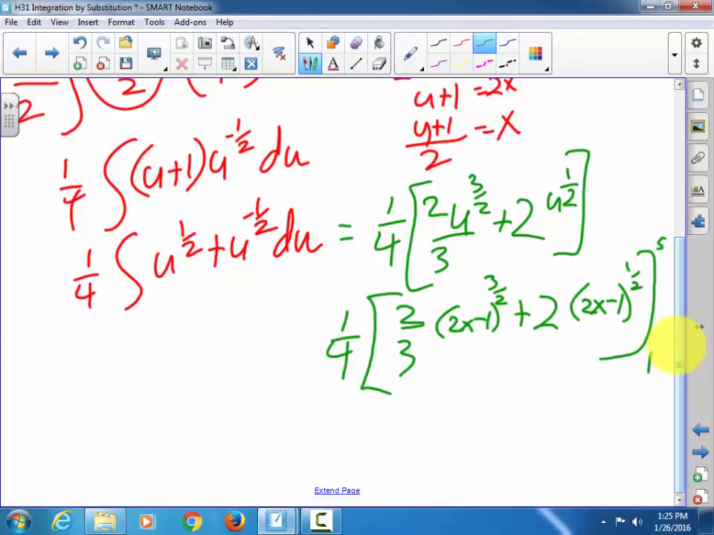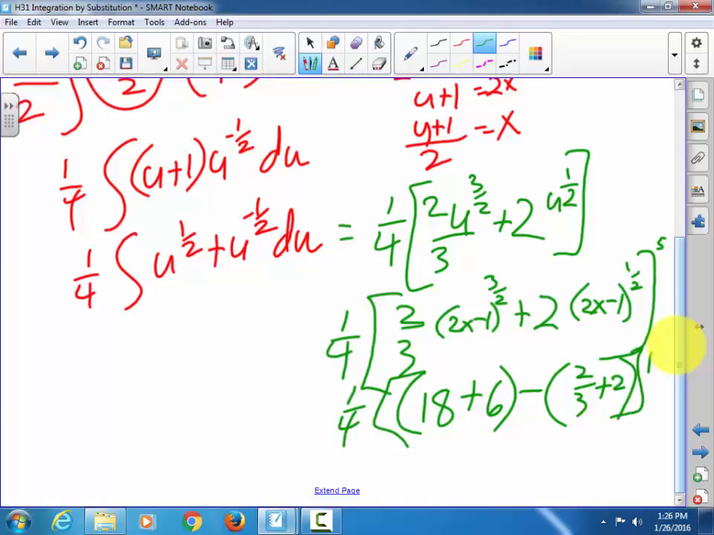2 times 5 is 10 minus 1 is 9. The square root of 9 is 3. 3 cubed is 27. 2/3 of 27 is 18. Plus 3 times 2 is 6. All right, all of that minus, when I put 1 in there, I get 2 minus 1 is 1. I get 2/3 plus 2 minus 1 is 1, 2. And then take all of that times a quarter.